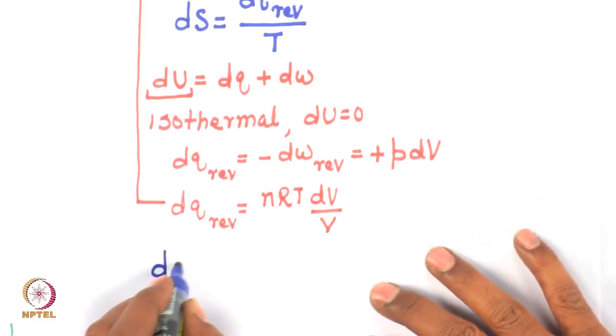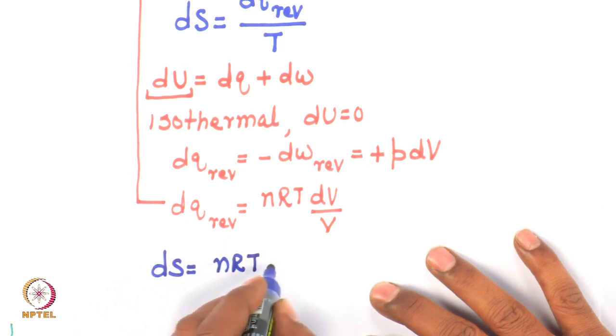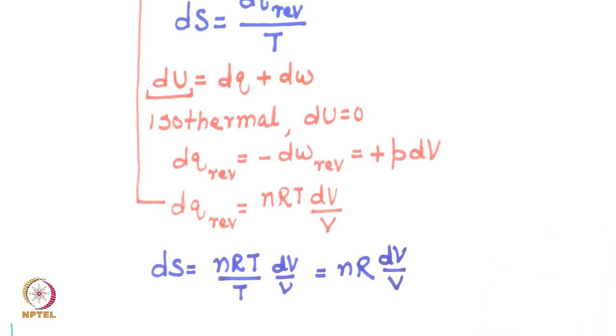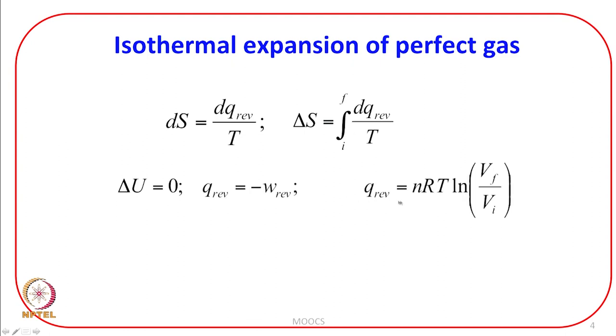What we get is dS is equal to nRT by T, dV by V, which is equal to nR dV by V. And now we are ready to calculate the entropy changes. Since dS is equal to dq reversible by T, for a finite change, delta S will be the integration of dq reversible by T, and as we just showed, dq reversible is equal to nRT dV by V.